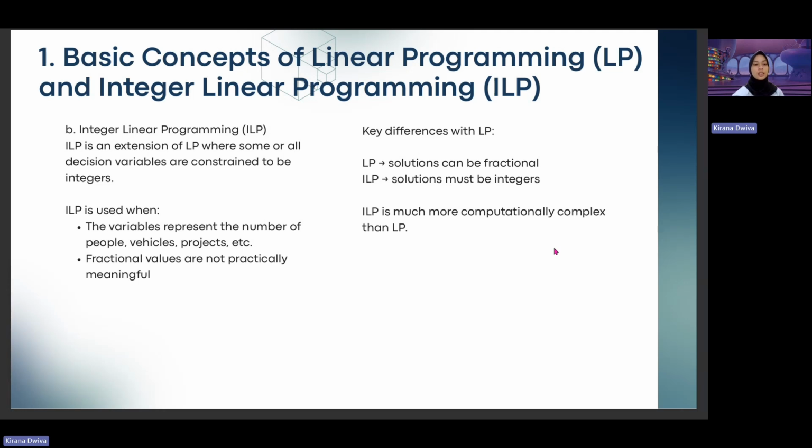The second one is integer linear programming. Integer linear programming is an extension of linear programming where some or all decision variables are constrained to be integers. It is used when the variables represent the number of people, vehicles, projects, and others, or fractional values are not practically meaningful. The difference with linear programming: the solution can be fractional, and the integer linear programming solution must be integer.